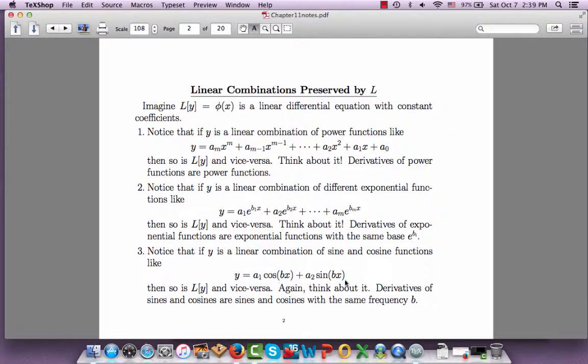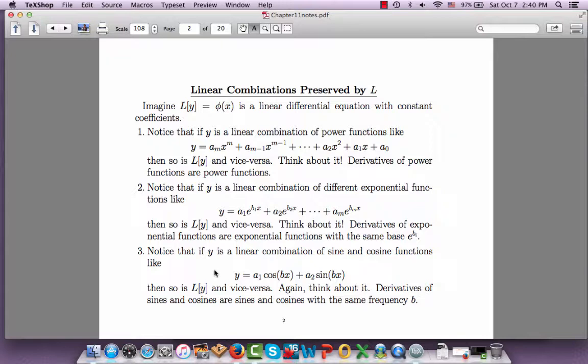So for linear combinations of a sine and cosine, as long as they have the same number b inside, the same frequency, then any function like this will have the same form as the function we get after we plug it into our linear differential operator L. So these are the three basic types of things we generally run into.